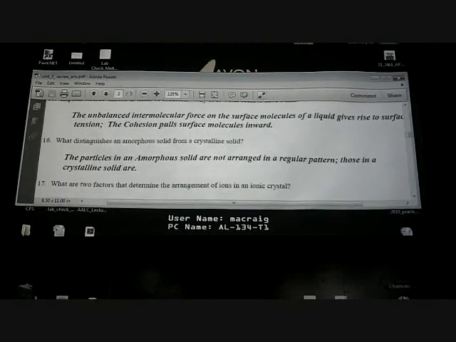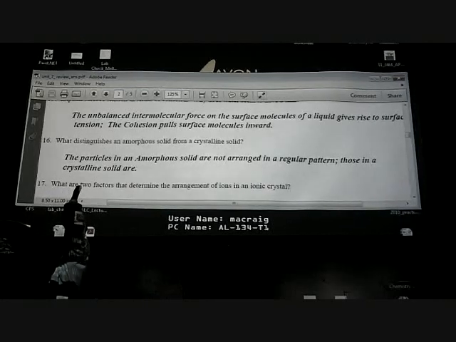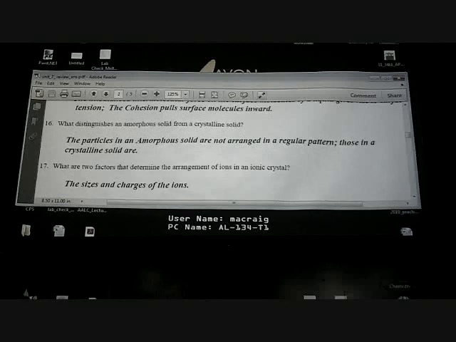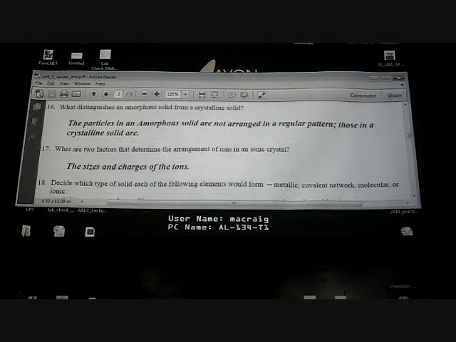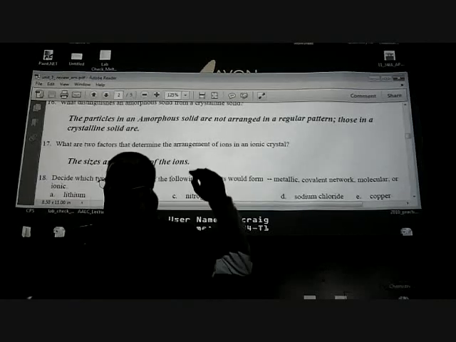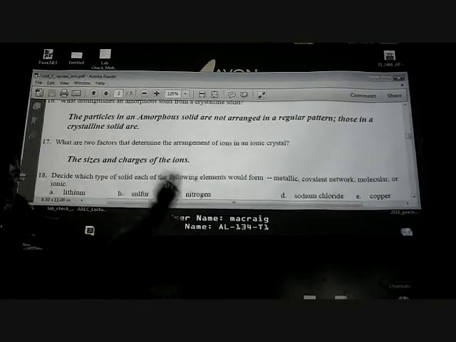All right, 17. What two factors determine the arrangement of ions in an ionic crystal? Size of the atom and the ratio of positive and negative charges. Good. So cations to anions. Size and charge. 18. Decide which type of solid each of the following elements would form. And again, your choices are metallic, covalent network, molecular, or ionic. Going down the list, if it has nothing but metal or metals in it, then you have a metallic solid. If it has a metal with a non-metal, what do you have?